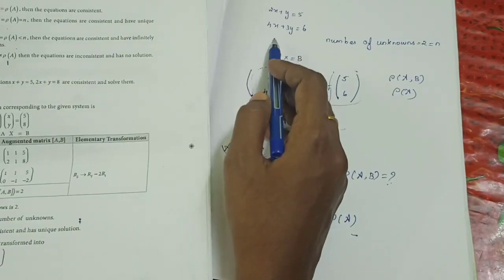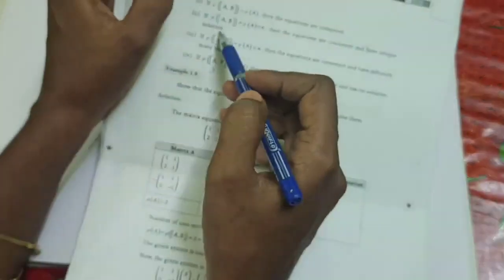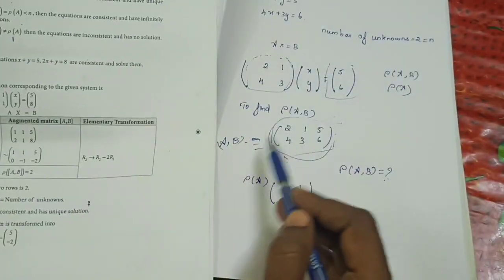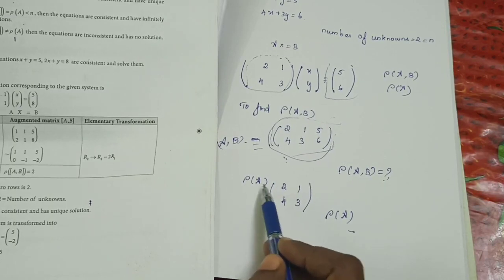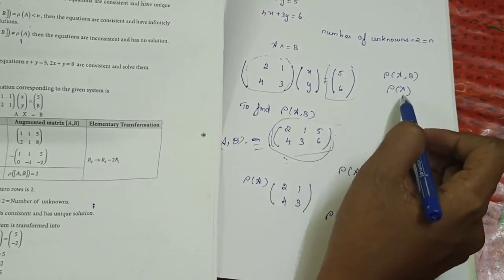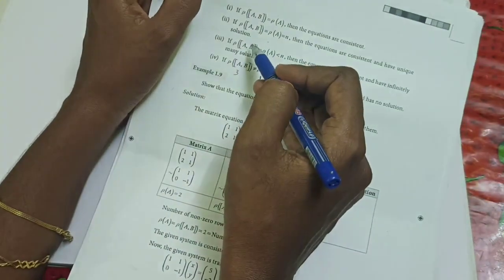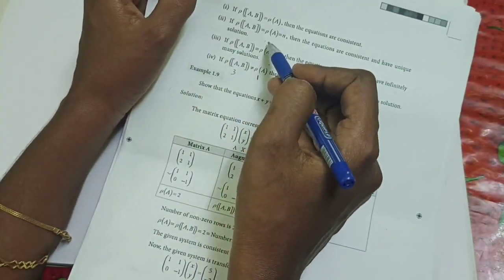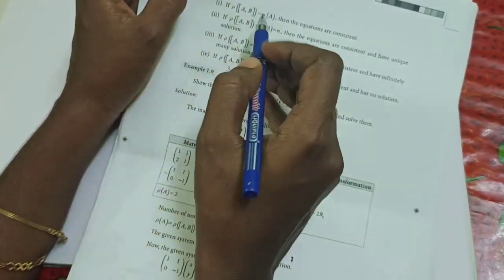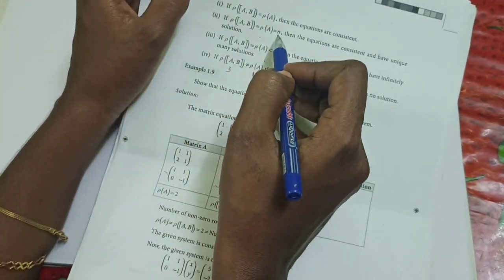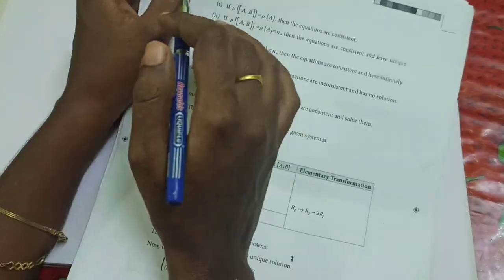How many unknowns are there? 2 unknowns. What's the n value here? 2. So when you are finding rank of AB, you are getting the answer as 2. Then rank of A, here also 2. So that value is equal to the number of unknowns. Is it right? So rank of A comma B is equal to rank of A, and both values are equal to n, where n means the number of unknowns. Then the equations are consistent and have a unique solution.